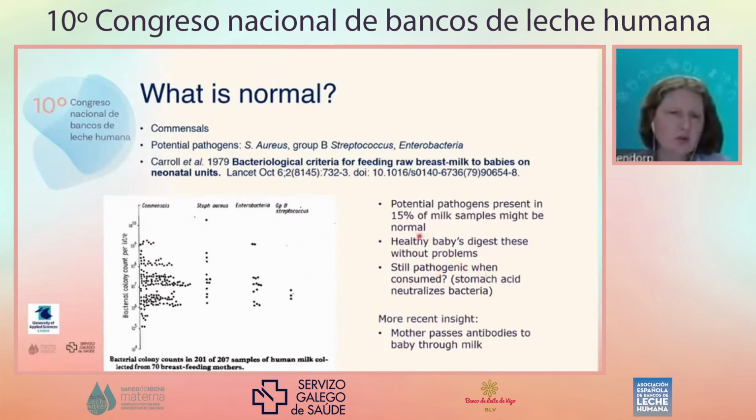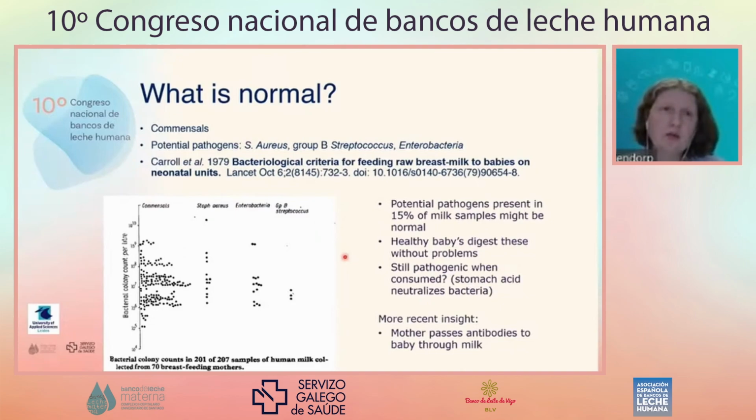Actually, this is a very old paper, and it showed that in quite many milk samples there are pathogens present. The average is given in CFU per liter, but actually this is 10 to the 4th CFU per milliliter. So that's actually the normal range of bacteria in milk. They also state that healthy babies don't get sick. They can digest it without problems because of stomach acid. And I guess that's also the case. I mean, preterms also have stomach acid, although they are more immune compromised.